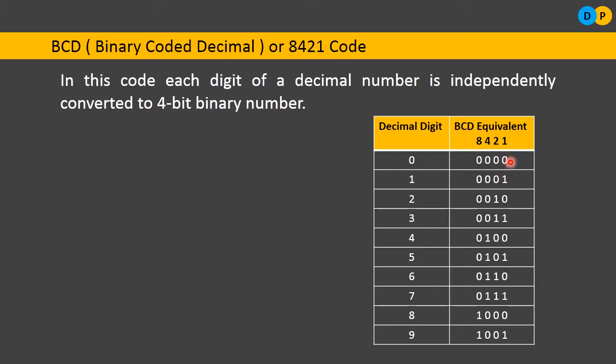That is, 0 into 2 to the power 0, 0 into 2 to the power 1, 0 into 2 to the power 2, 0 into 2 to the power 3, like that. We are raising the powers. After raising the powers, what values are we getting? That is 1, 2, 4, 8. So for the equivalent of decimal 0, the BCD equivalent is 0000.